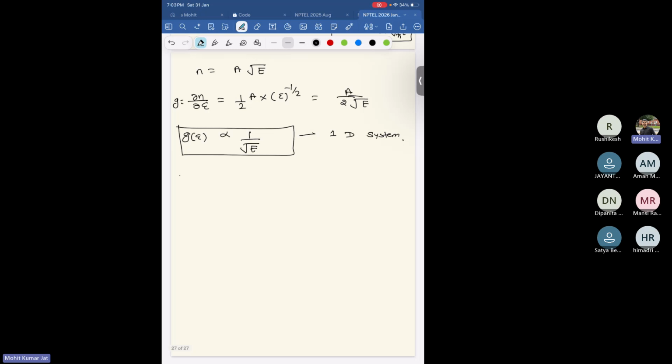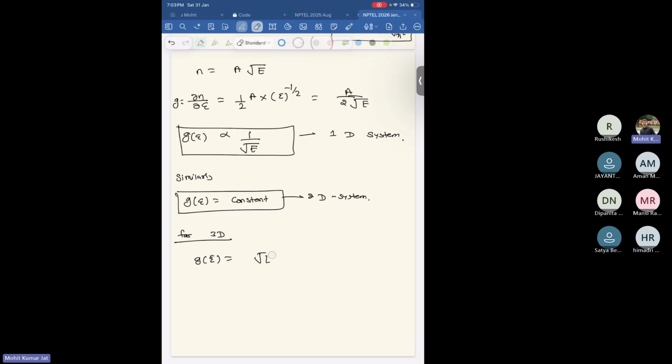Similarly, if you do it for a 2D system, you will get G(E) equal to constant for 2D. This exercise you can do for 2D, and for 3D you can do the same exercise and you will get that the density of states will go as square root of E for 3D. This is for 3D systems.